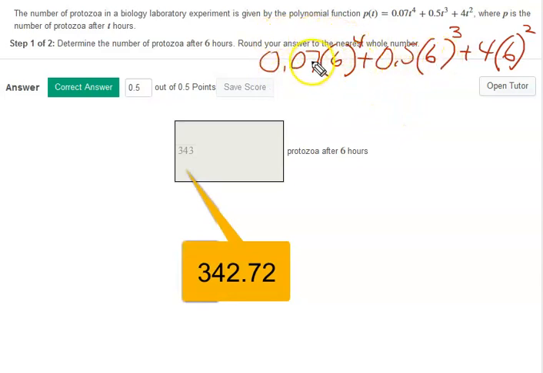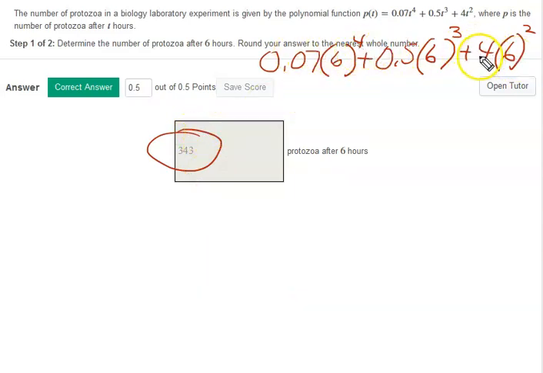So again, knowing how to put this into your calculator and getting this for an answer is critical. But having the work to show what you're doing is important as well. All right, let's go on.